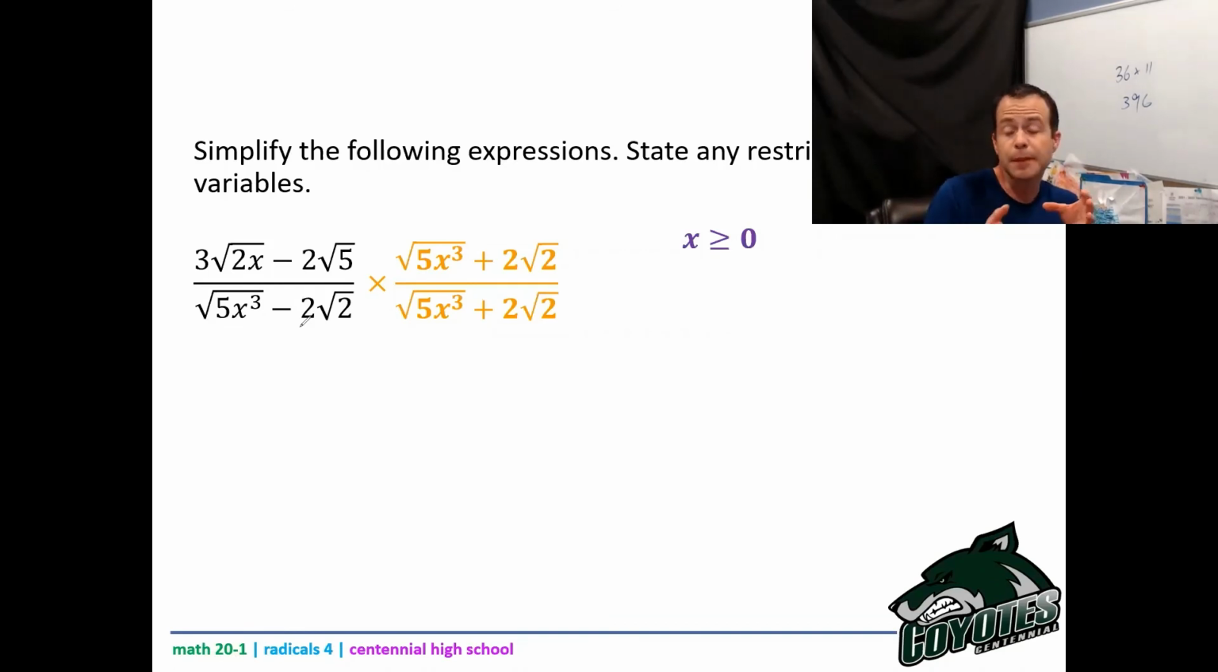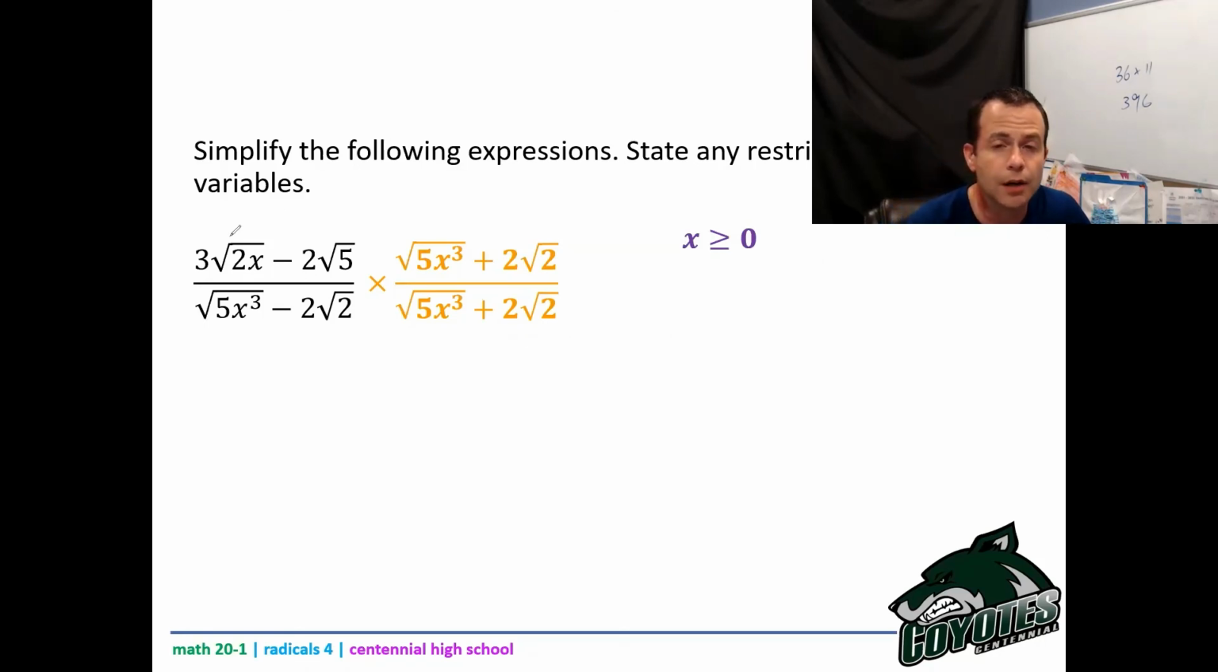The bottom just becomes a squared minus b squared when I multiply conjugates, right? So a squared is going to be 5x cubed, because the root of 5x cubed squared is just 5x cubed, okay? Then b squared is going to be 4 times 2, essentially, because 2 squared is 4, and the root of 2 squared is 2. So that's going to give me 8.